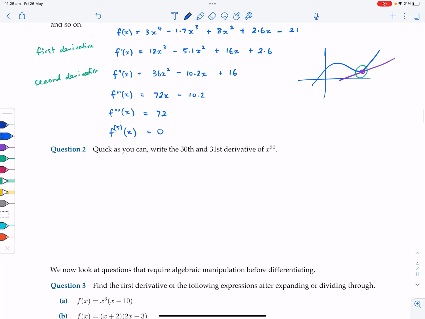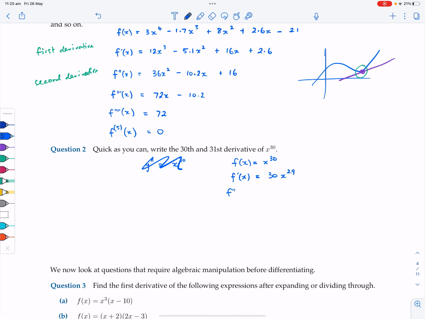Quick as you can, write the 30th and 31st derivatives of x to the power of 30. Now, I'm going to explain this over the course of about a minute. I'd encourage you to pause and try it yourself first, but it might take you more than a minute. Right, here we go. Let's say f of x equals x to the 30. I'll just stick with this notation for now. Right, so what's f dash x? Well, that's 30 times x to the 29.